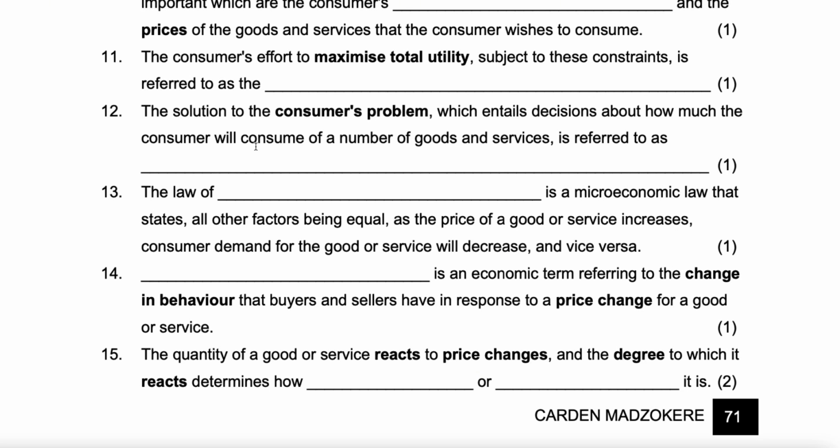Now, the law of demand is a microeconomic law that states, all other things equal, ceteris paribus, as the price of a good or service increases, consumers' demand for it decreases. That's the law of demand. Okay, so number 13, that's the law of demand.